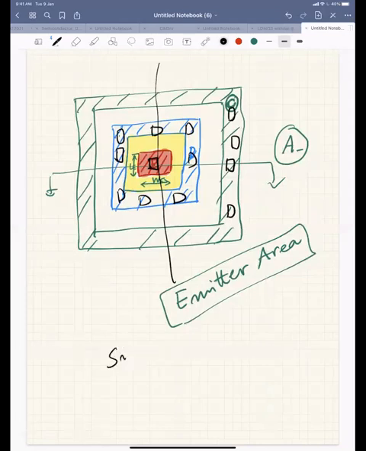So basically bipolar transistors are symmetric transistors. If you take a cut in the middle, whether it is a vertical cut or a horizontal cut, it is the same for both the parts.